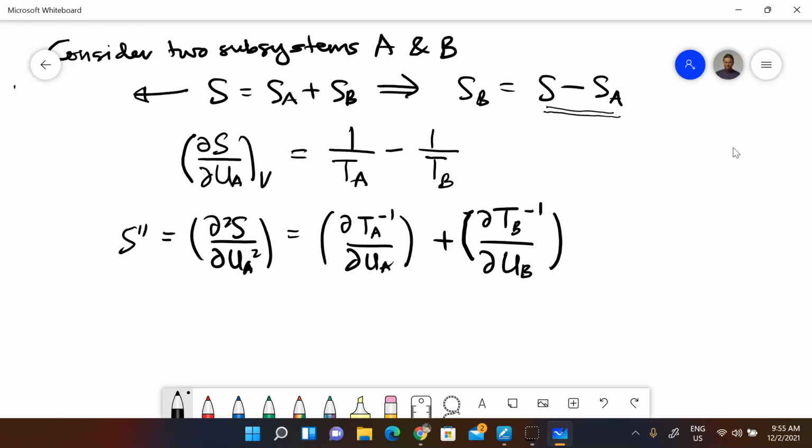So you're supposed to differentiate with respect to UA, but I'm differentiating here using UB, so there's a negative sign inside here compared to the derivative with respect to UA. That negative, together with the other negative, gives you a plus. And if you take the differentiation of inverse TA here, that will give you minus 1 over TA squared.